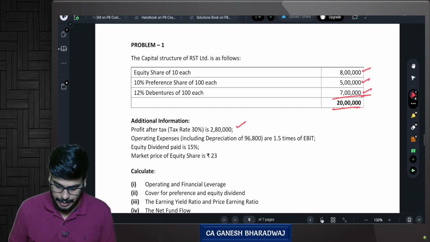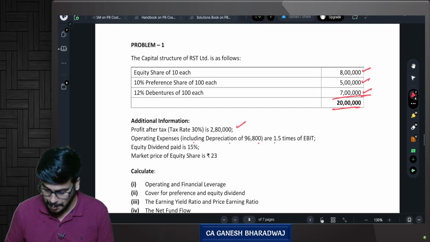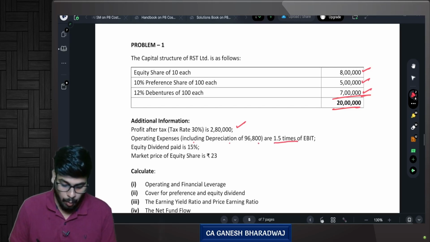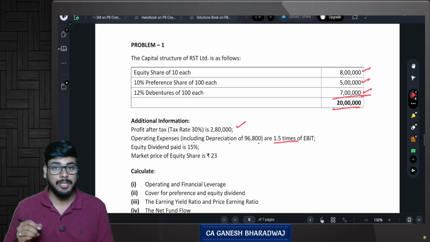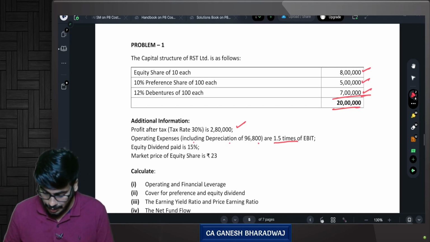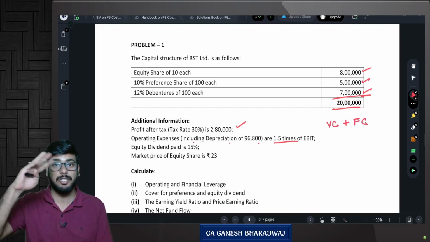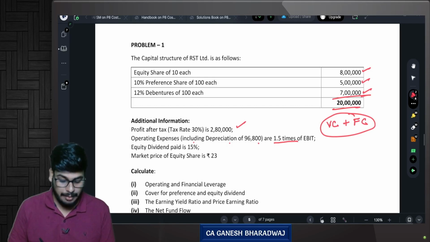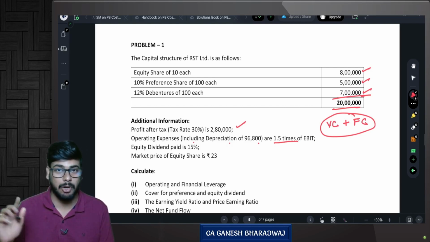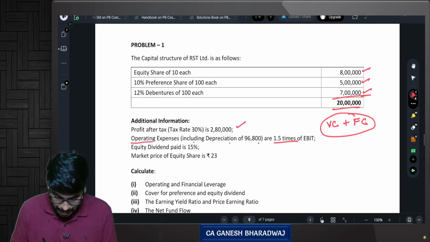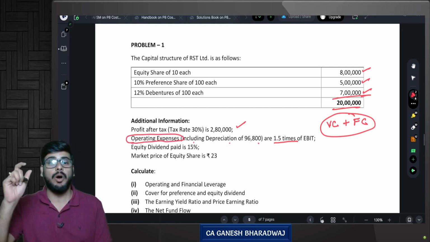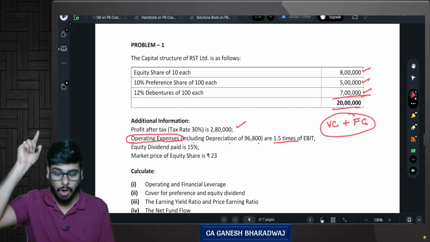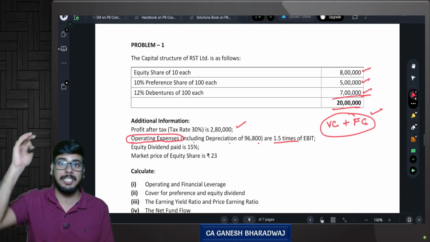Operating expenses including depreciation of 96,800 are 1.5 times of EBIT. What are operating expenses? This is nothing but your variable cost plus your fixed operating cost put together. Be very careful. They have not mentioned the fixed operating cost. They have just mentioned operating expenses. Meaning, all the expenses that you consider in costing, that is your variable cost plus fixed cost.